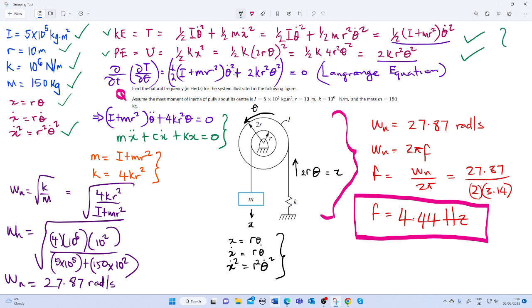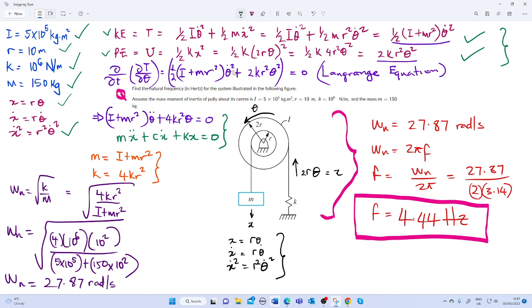Now that we have found both the potential and the kinetic energy, by using the Lagrange equation we should find the derivative of the sum of kinetic energy and the potential energy together. By finding the derivative of both kinetic energy and the potential energy, we can deduce that d T over dt equals d T over d theta equals half of I plus mr squared into bracket theta dot squared plus 2kr squared theta squared equals 0.